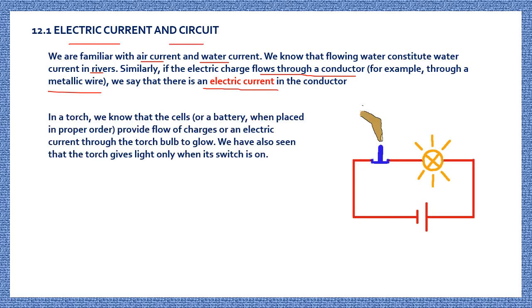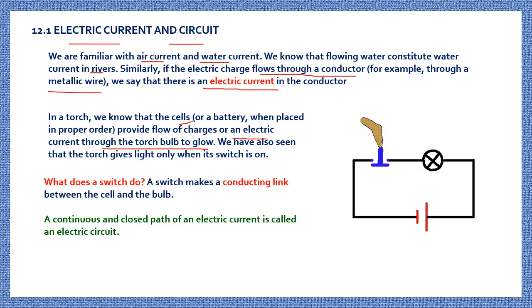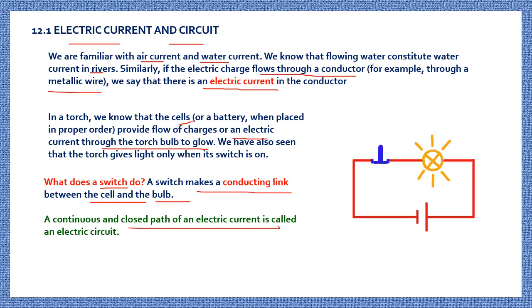In a torch, we know that the cells provide flow of charge or an electric current through the torch bulb to glow. You have also seen that the torch gives light only when it is switched on. So what is the work of the switch? A switch makes a conducting link between the cell and the bulb. A continuous and closed path of an electric current is called an electric circuit.